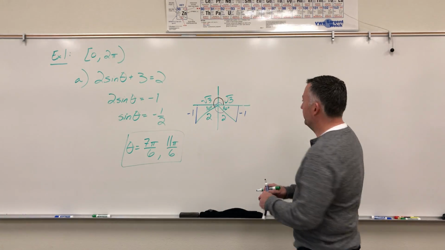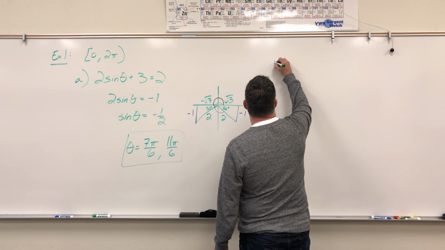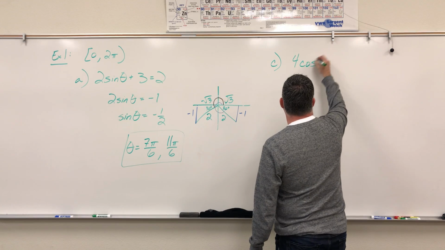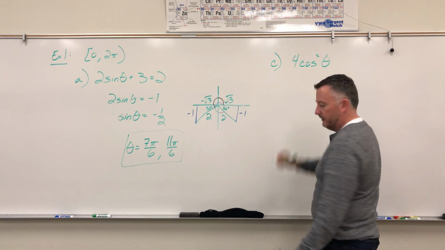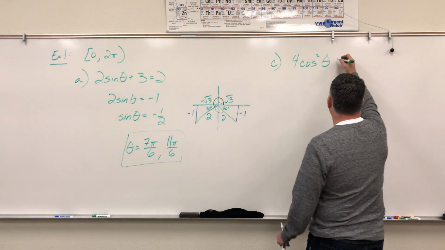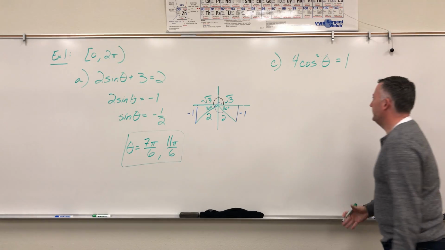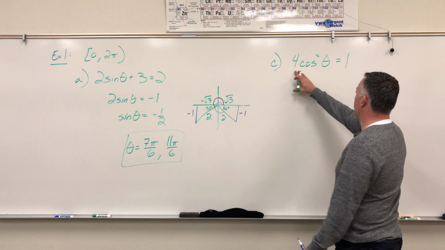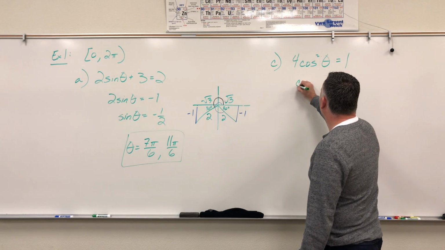Okay, so let's move down to part C. 4 cosine squared theta is equal to 1. Again, there's only the one trig function in there, so let's get it by itself. Divide both sides by 4.